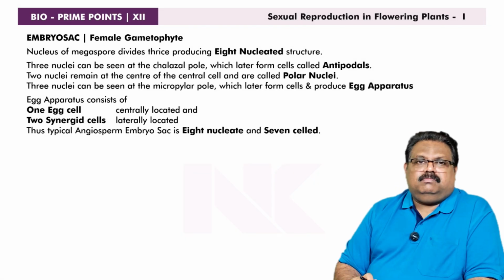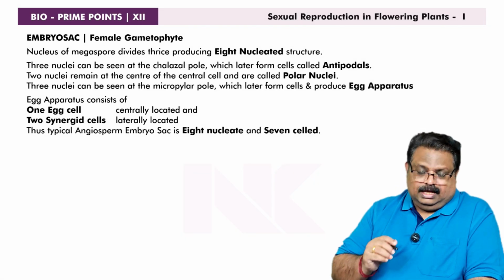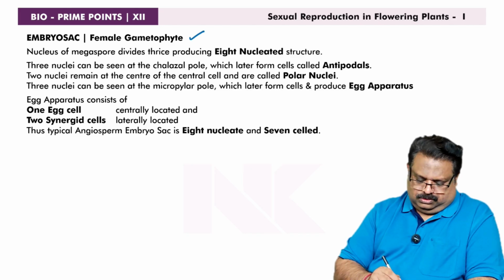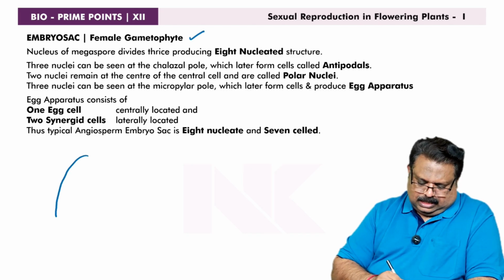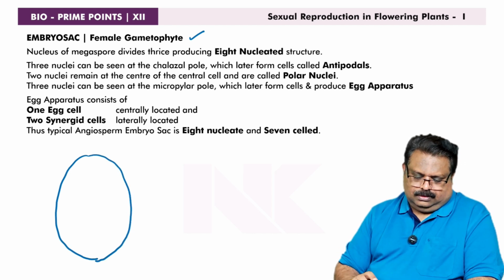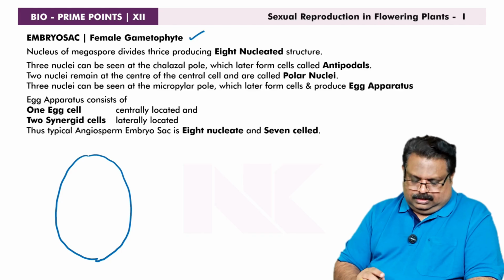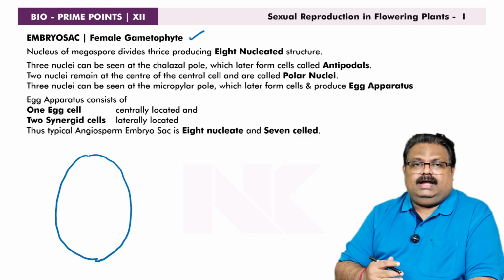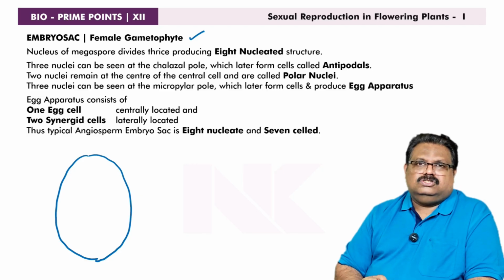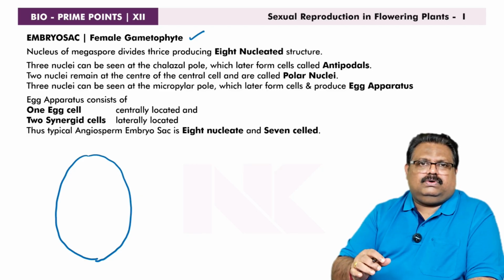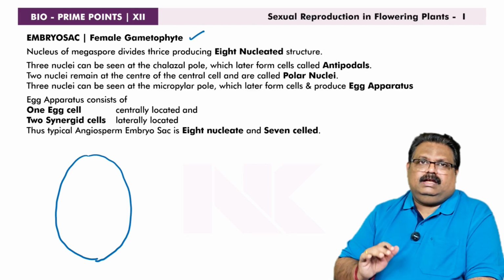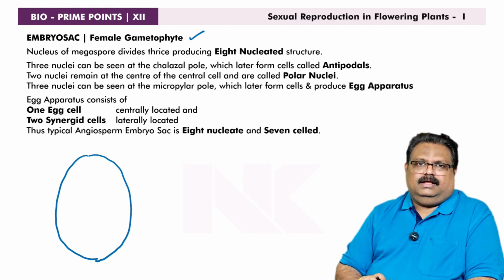Next prime point is very important for examination, that is the embryo sac or female gametophyte. Embryo sac is the megaspore. As the name implies, it is a larger cell. The nucleus of the megaspore will divide, the haploid nucleus will divide thrice continuously. When one nucleus divides once, 2 nuclei will be there. When it divides twice, 4 nuclei will be there. When it divides thrice, 8 nuclei will be there.